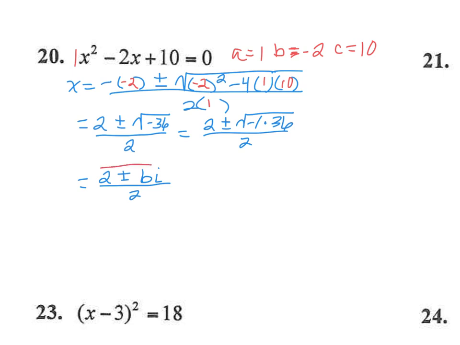Now, don't forget your Superman triangle of numbers. All three of those, 2, 6, and 2, are divisible by 2. So 2 goes in there once, 2 goes in there 3 times, and 2 goes in there once. So you end up with 1 plus or minus 3i all over 1. So you can split that into 2 different answers or just leave that as one answer.